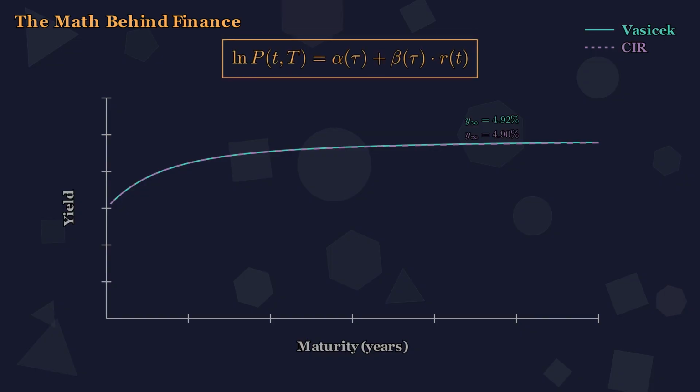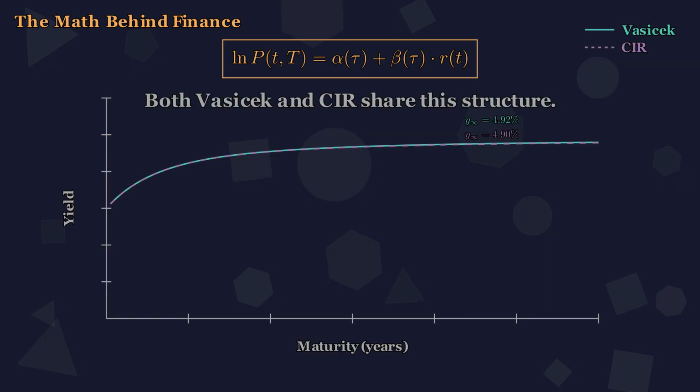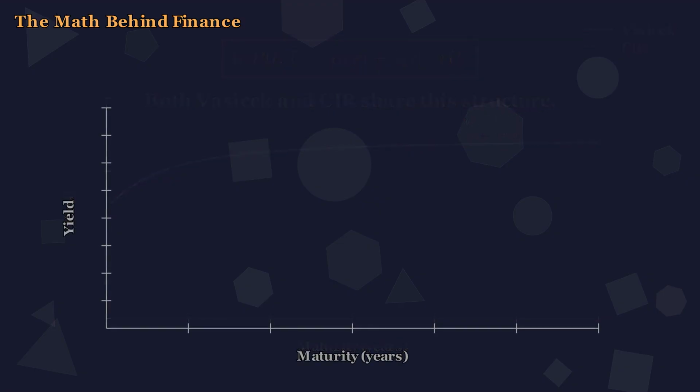What Vasicek and CIR share is something deeper, a fine structure. In both models, the log of the bond price is a linear function of the short rate. Alpha and beta depend only on the time to maturity, not on R itself. This is the affine term structure classified by Duffie and Kan in 1996. An affine structure gives us a stunning visual consequence.